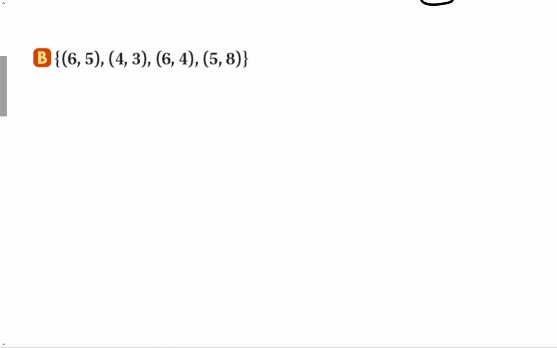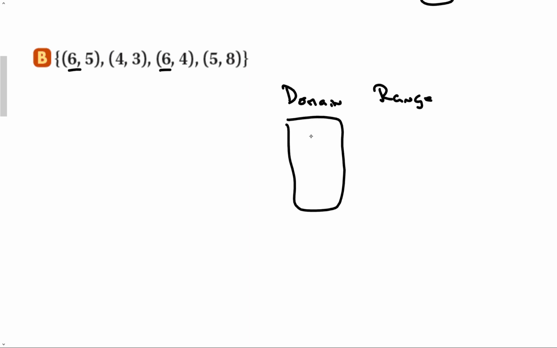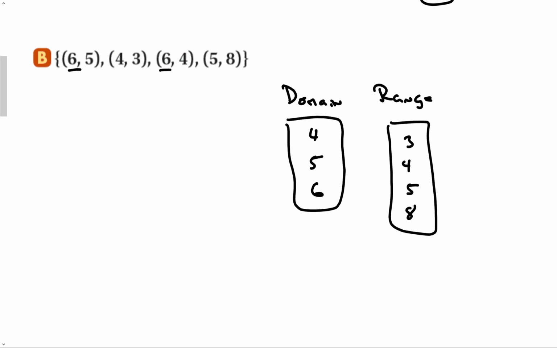When we look at the next one, the domain is 6, 4, and 5. Notice that 6 happens twice. And my range is 3, 4, 5, and 8. Again, trying to put them in numerical order. So my domain and my range, if I make a mapping diagram, my domain is 4, 5, and 6. And my range is 3, 4, 5, 8.